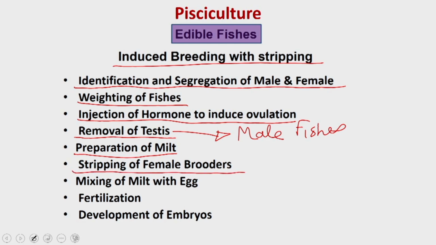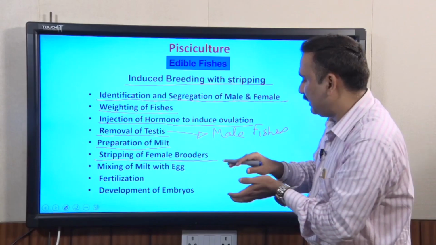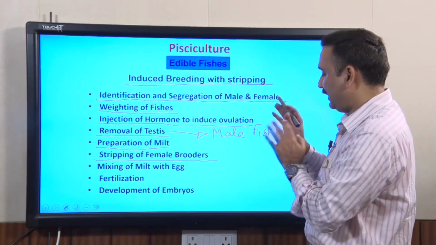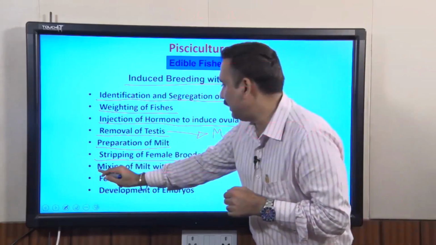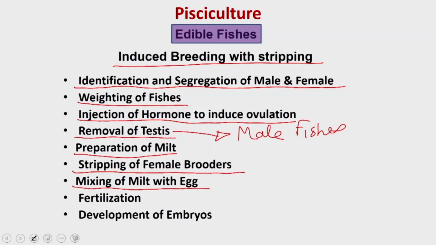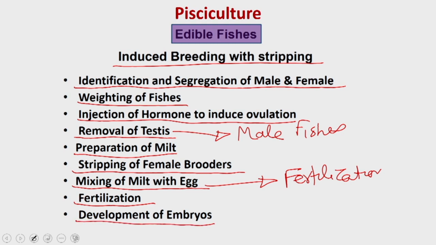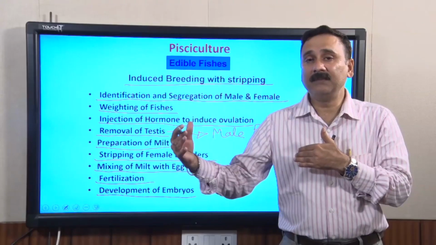You have to manage in such a way that the milt preparation as well as the stripping of the female happen at the same time or almost the same time. Then you are going to mix the milt with the eggs. So, it is going to go for the fertilization. Once the fertilization is over, it is going to give you the fertilized eggs, and these fertilized eggs are going to develop into the embryos, and these embryos are going to give you the hatchlings, and these hatchlings are eventually going to develop into the fishes.